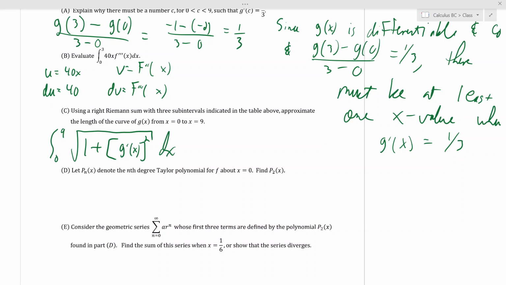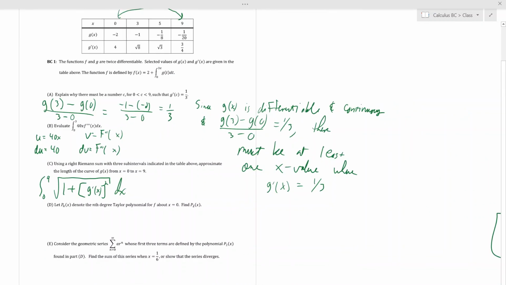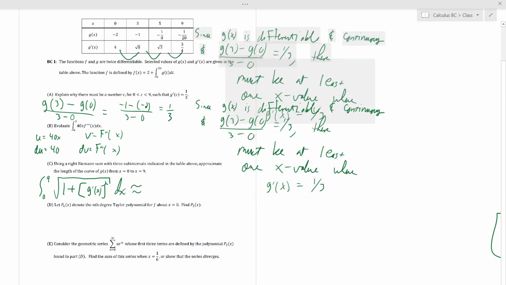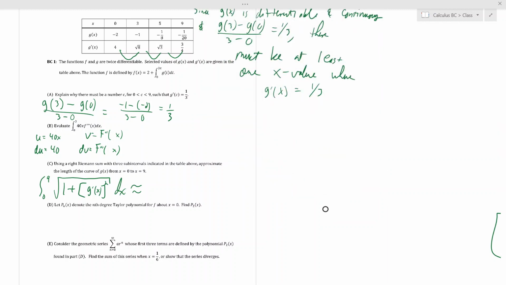So we want 3 subintervals, and we want to go 0 to 9, and we need g prime. This is going to be kind of a pain, but we're going to have this subinterval, and this subinterval. So this is approximately equal to my first, we've got to write this out here. We're doing a right-hand sum, right? So our first rectangle is from 0 to 3. So we have a base of 3 and a height.